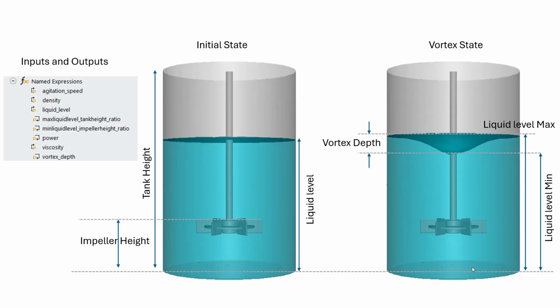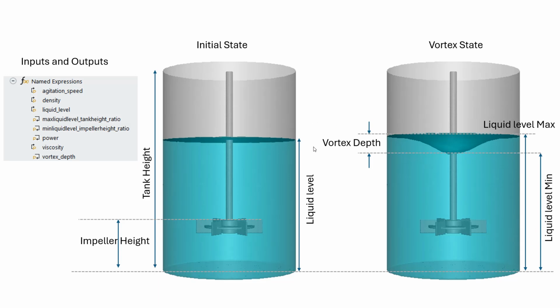So let's go over those particular outlet parameters. The tank height is pretty much the entire height of the domain, and the liquid level is the corresponding portion of it which is filled by the liquid. The impeller height is indicated over here as the distance up to the top of the impeller from the base of the tank.